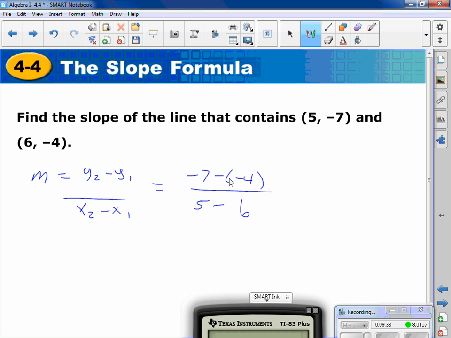Negative, negative makes a positive. Negative 7 plus 4 is negative 3. 5 minus 6, negative 1. Negative, negative makes a positive. My answer is just 3.